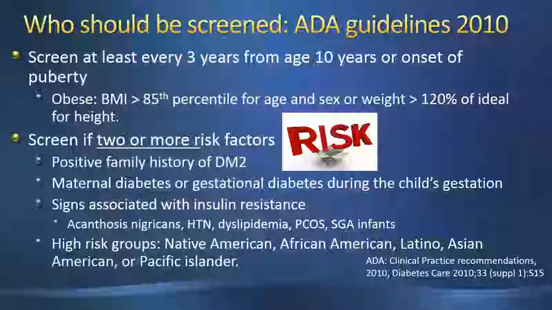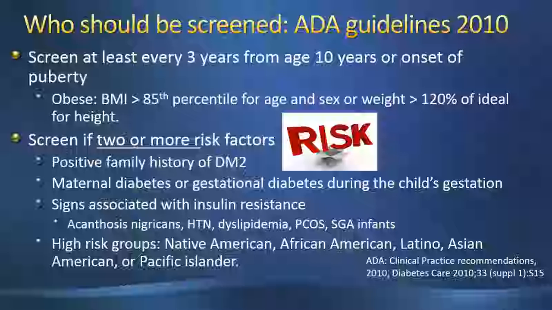So there are guidelines from the ADA regarding obesity. They do recommend that PCPs screen at least every 3 years from age 10 onward. Under 10, it's just so unlikely that it's not necessarily screened. Certainly screen any BMI greater than the 85th percentile for age and sex, or weight greater than 120% of ideal for height.